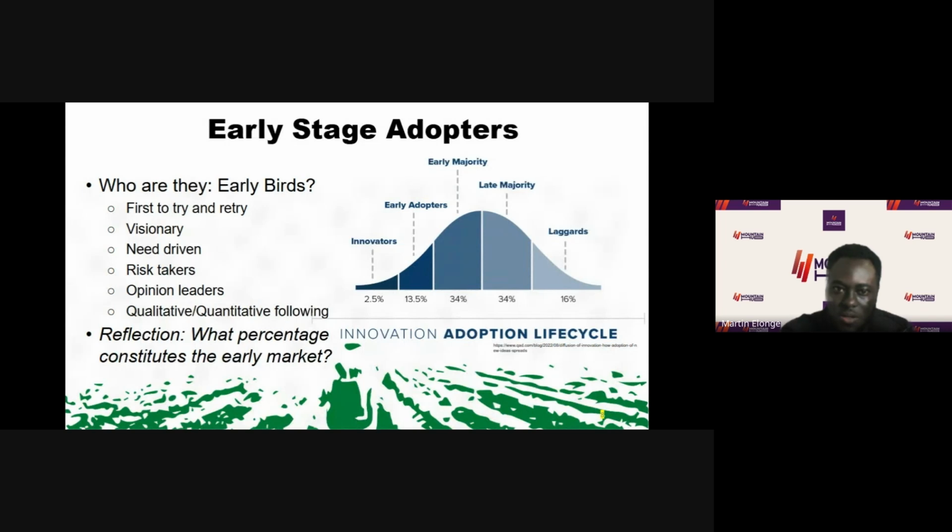Our focus is here, early adopters, because these are the guys who drive change. These are the guys who are capable of securing you that early market entry. These are the guys who are able to give you almost instant feedback on your product or your service or your offering, for you to be able to pivot or iterate or do some development on the product or service offering. So very important. This is who these people are.